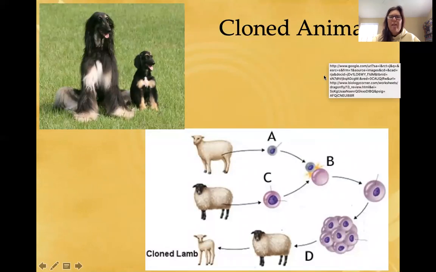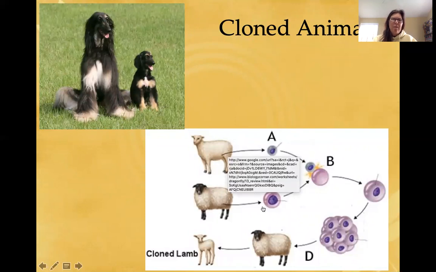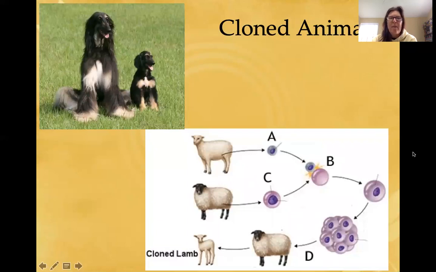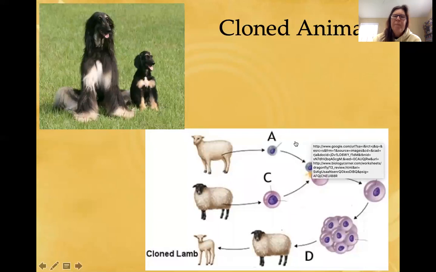And so with that cloned animal, our first cloned animal was Dolly, and you guys may or may not have heard of Dolly. That was our first mammal that we cloned. And what we did was we took an egg out of our white-faced sheep.